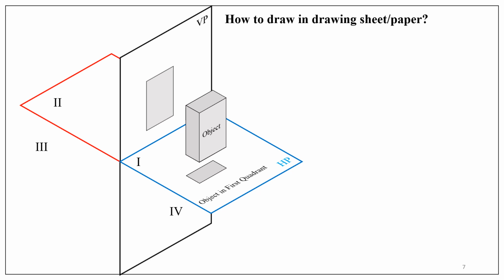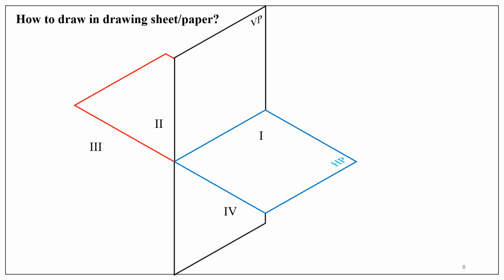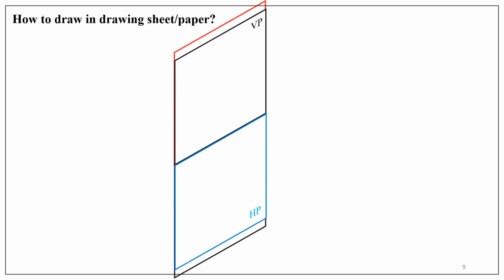In order to represent these two views in a drawing sheet, we assume the horizontal plane of projection is rotated in clockwise direction through 90 degrees. To represent the concept of rotation, the object and the views are removed, only the mutually perpendicular planes are shown. The horizontal plane is rotated through 90 degrees in clockwise direction like this. After rotation, the horizontal plane will coincide with the vertical plane like this.